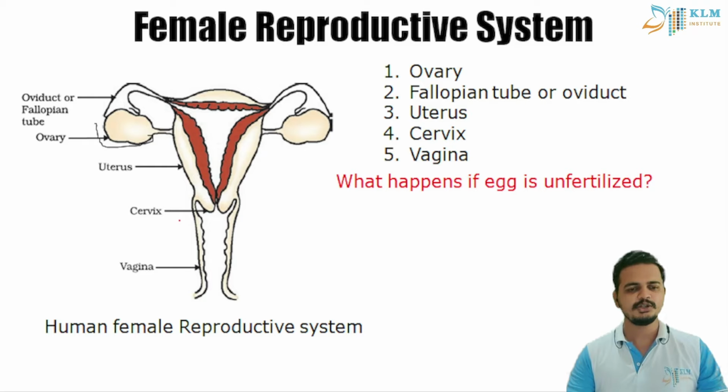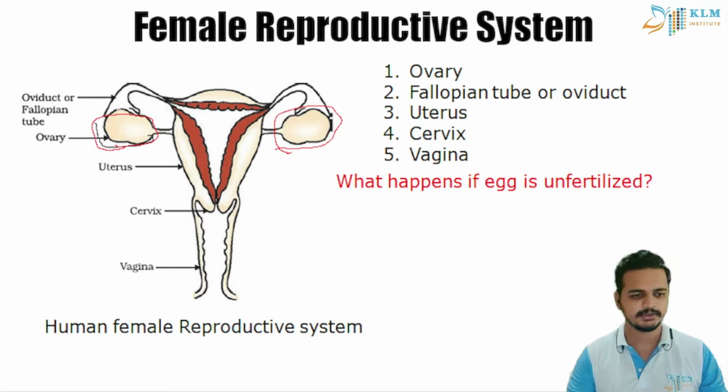Now let us move on to the female reproductive system. You can see the presence of ovaries here. There are a pair of ovaries. You can see two ovaries, and each ovary is connected to a duct called the oviduct, or you can also call it the fallopian tube. When a girl is born, the ovaries already have millions of small, tiny, immature eggs in them.